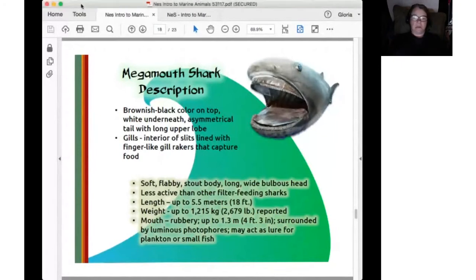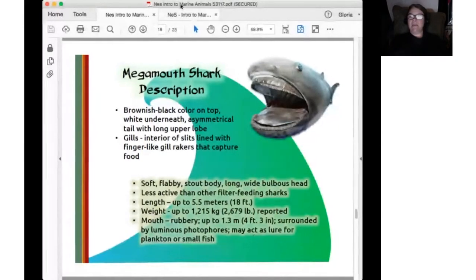Okay, I just want to see if I can see chat. Thank you. Yes, I have a little typo there. I'll have to fix that later. It actually should say bioluminescent photophores, I think. But what does it mean? Anyone? Okay, this feature of those bioluminescent photophores may act as a lure for plankton or small fish. Yes, thank you. Light emitting.